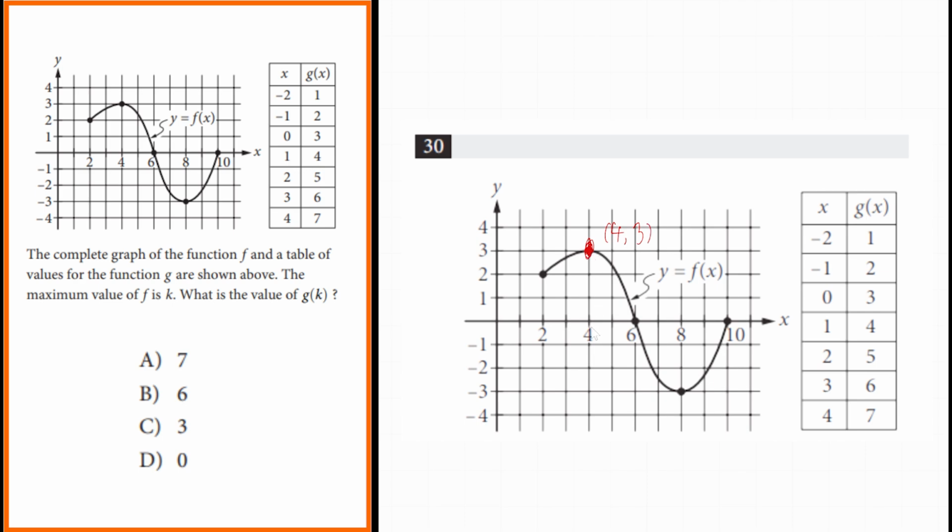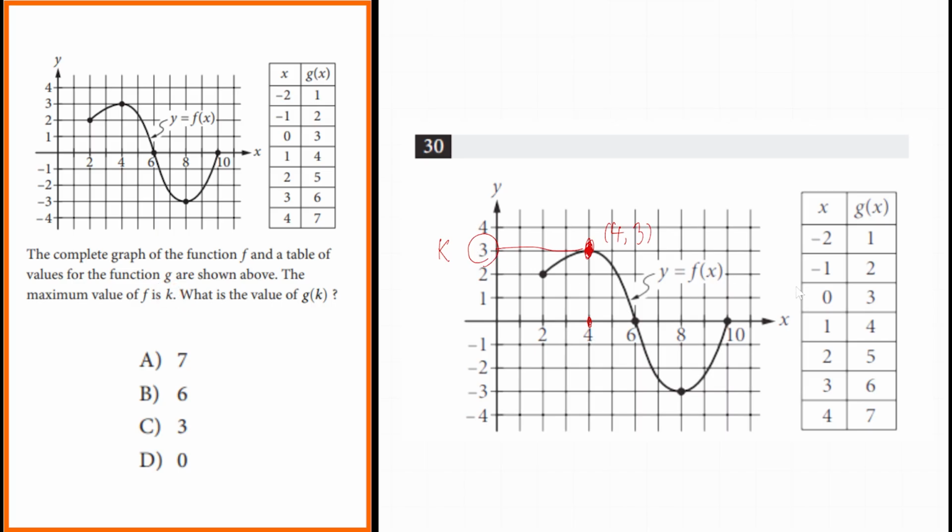4 is the input, and 3 is the output. And 3 is in fact the maximum of the entire function. So 3 is the maximum value we're looking for, or in other words, it is the value of k. K, the maximum value of our function f, is 3.